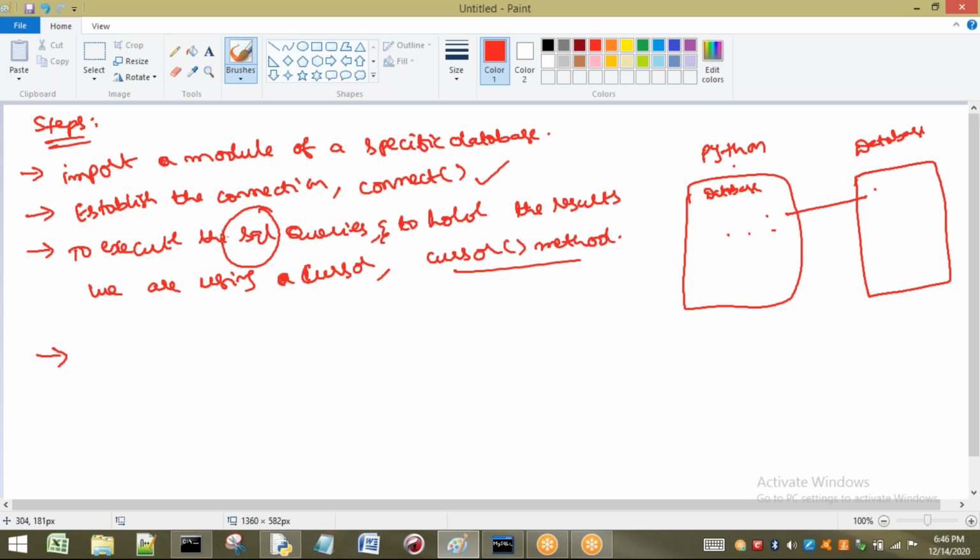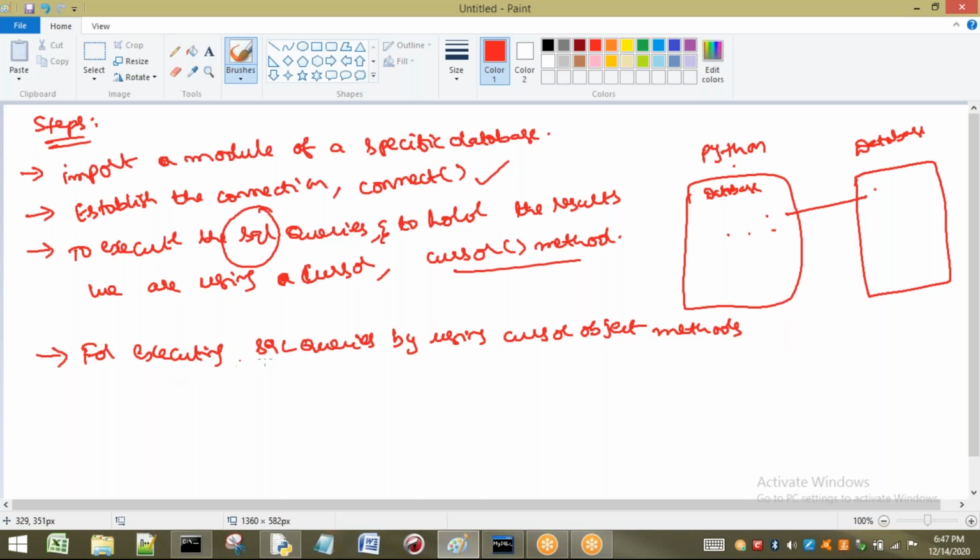I will discuss the next step, step 4. So how to execute these SQL queries? For executing SQL queries, who is going to execute these SQL queries? Cursor object. By using cursor object, we have some methods, or we can say by using cursor object methods.